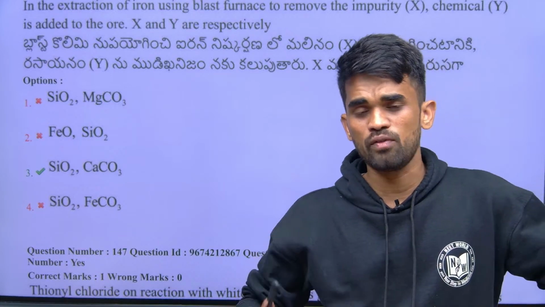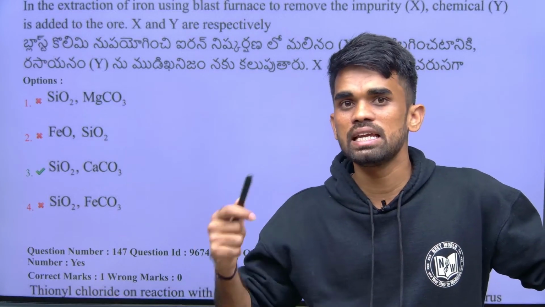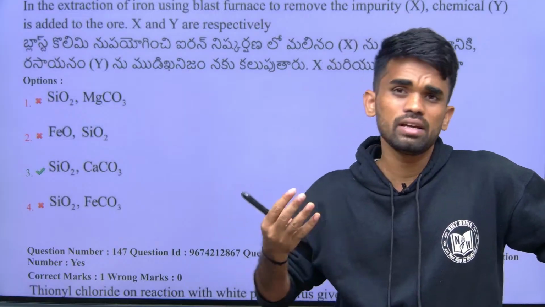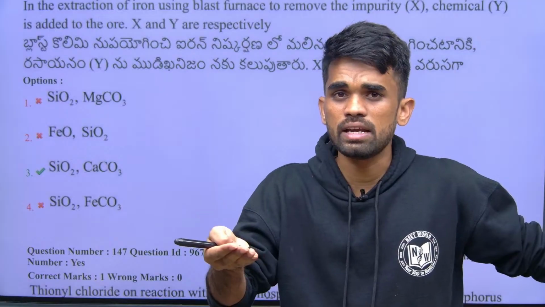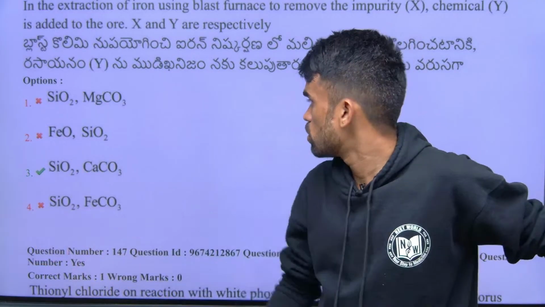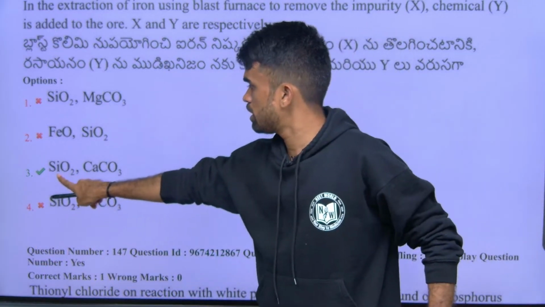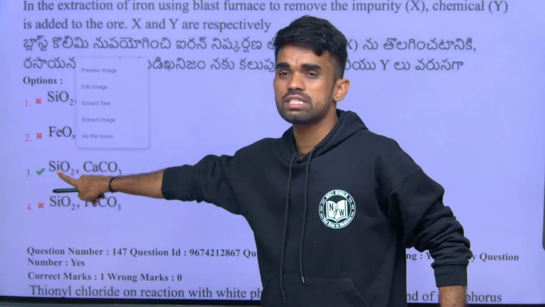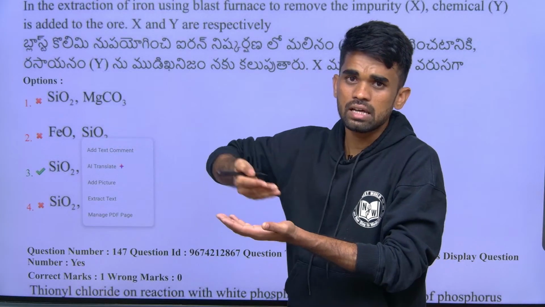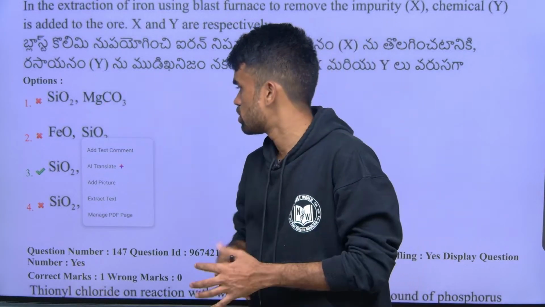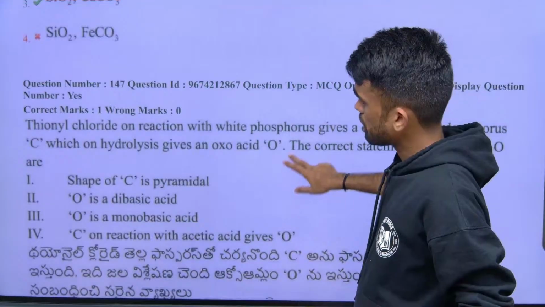Therefore, it will be forming calcium silicate, which is nothing but slag. That will float on the molten form of iron, so that will be removed out. So silica is the impurity. CaCO3 is added to remove this impurity. As a result, they are forming slag which floats on the molten iron that can be removed out. So option 3 is correct.